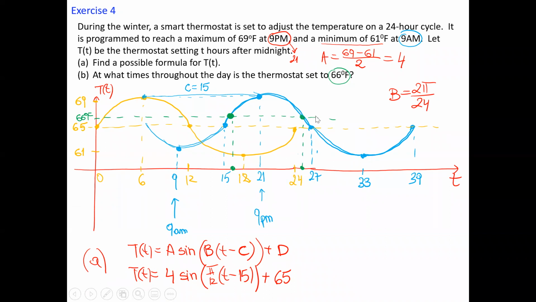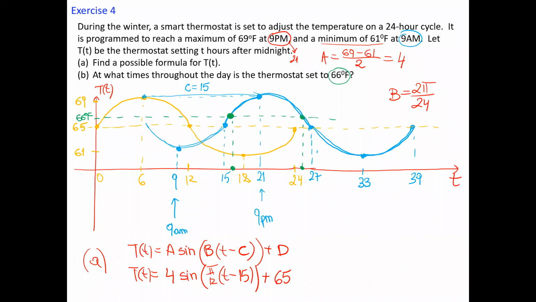Everything is symmetric. That amount of time after 15, after 3 p.m., will be exactly the same as that amount of time before 27, and 27 represents 3 a.m. Yeah, the same distance. Okay, let's solve the equation, again the same thing that we did.